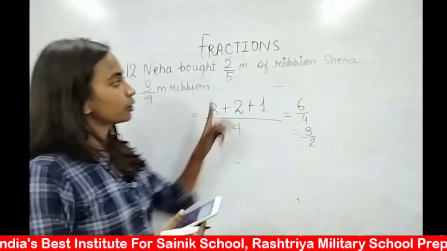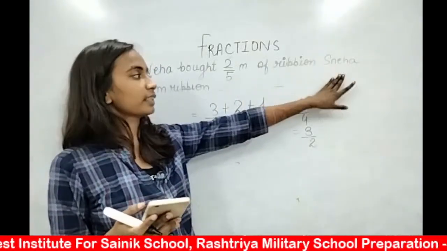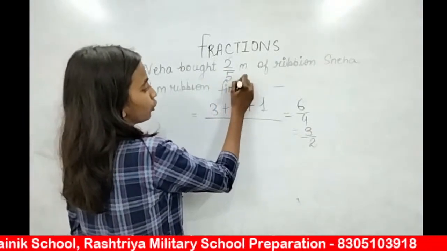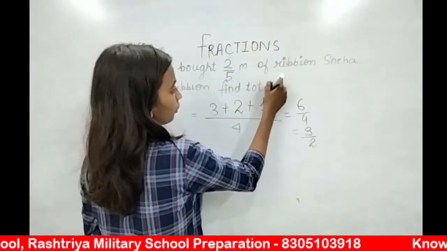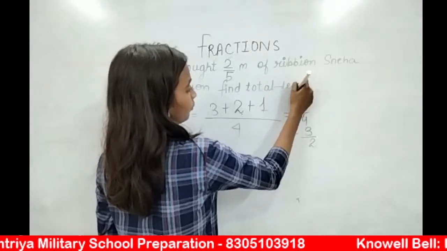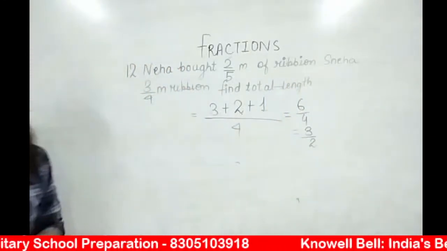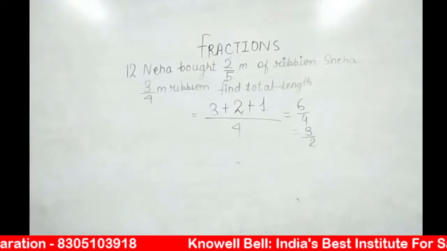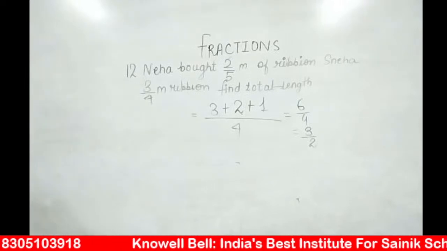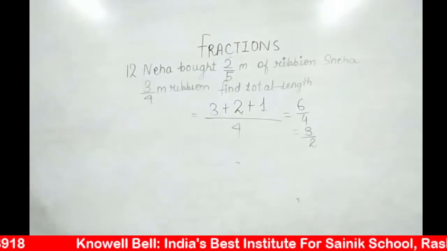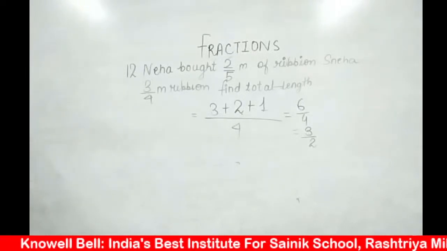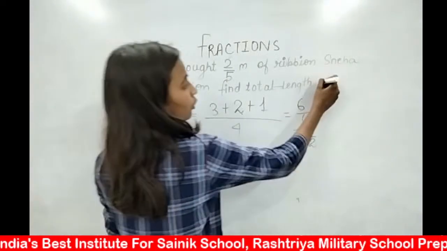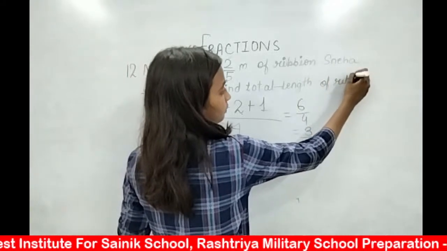Neha bought 2 by 5 meter of ribbon. How much ribbon did Sneha buy? 3 by 4 meter. Find the total length of ribbon. What you have to find? Find the total length of ribbon.